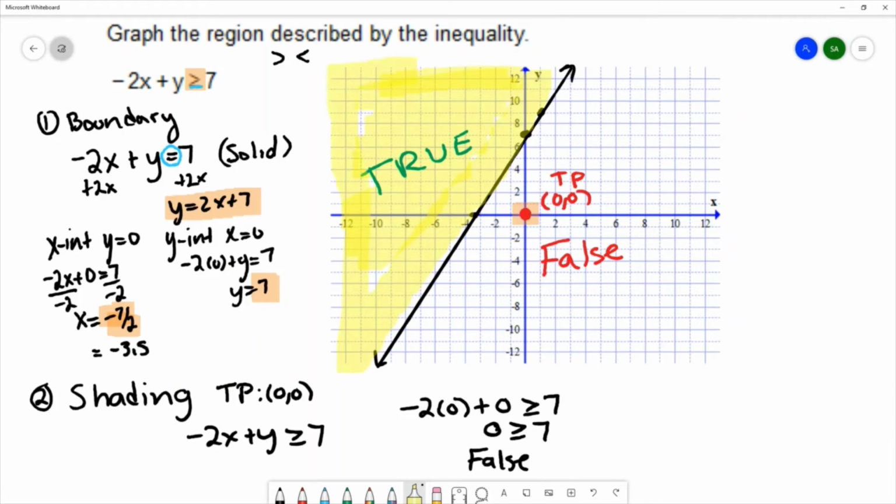And this gives me the set of ordered pairs that are solutions to this inequality. All of the ordered pairs that are shaded in yellow and including the boundary.